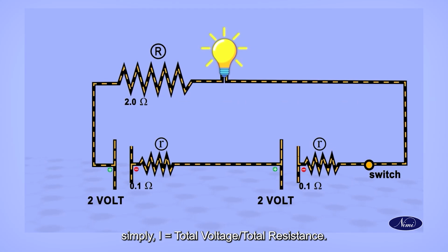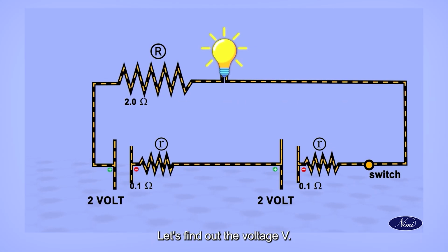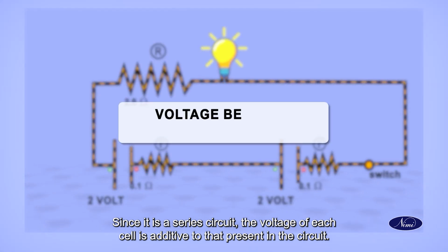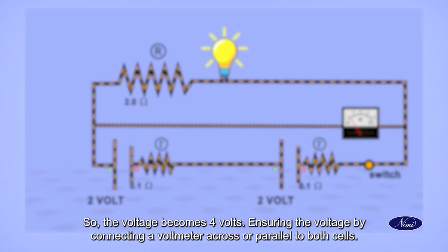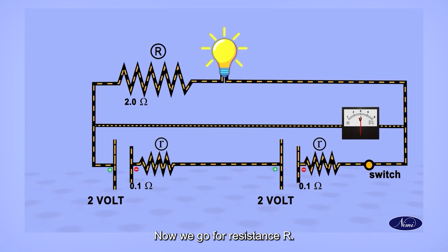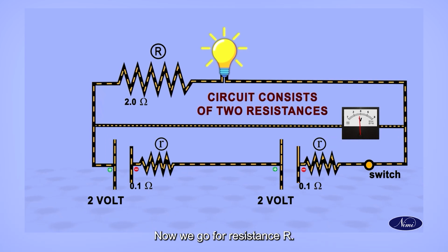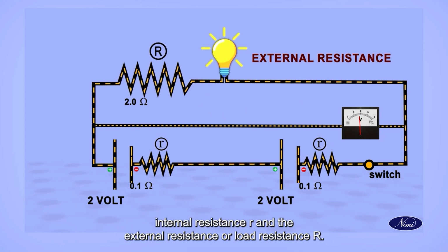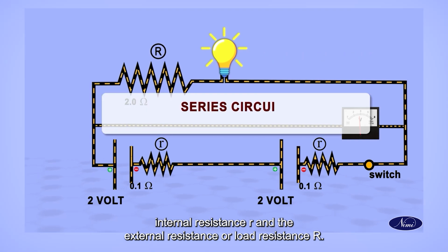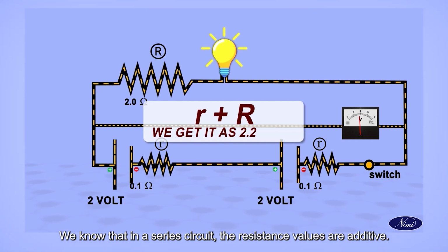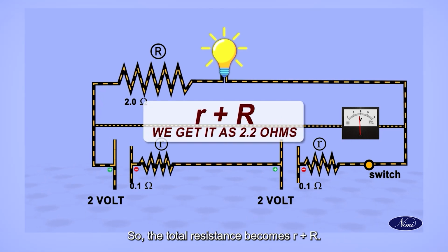Let's find out the voltage V. Since it is a series circuit, the voltage of each cell is additive. So the voltage becomes 4 volts. Ensure the voltage by connecting a voltmeter across, or parallel to, both cells. Now we go for resistance R. Actually, the circuit consists of 2 resistances, the internal resistance r and the external or load resistance R. We know that in a series circuit, the resistance values are additive. So the total resistance becomes r plus R. We get it as 2.2 ohms.